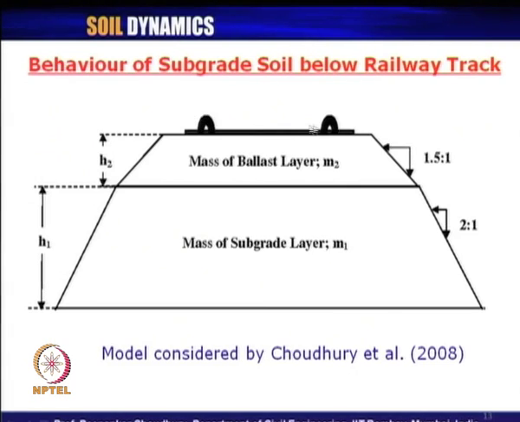So, these are the tracks. This is the sleeper. Below this sleeper we have a zone with very big size material which is known as ballast material, right. So, this zone we are referring to as the ballast zone or ballast layer. Below that we have different types of soil, which all together we generally call technically the subgrade layer.